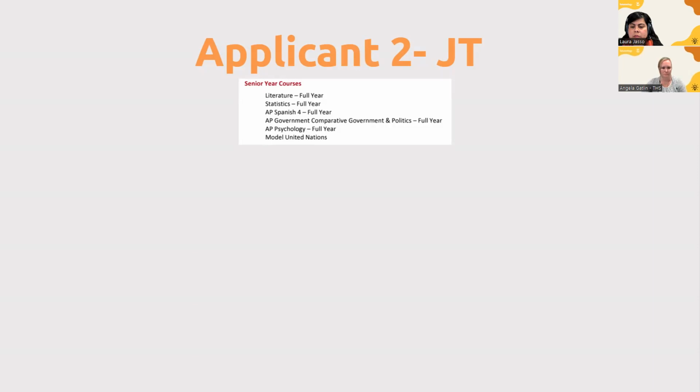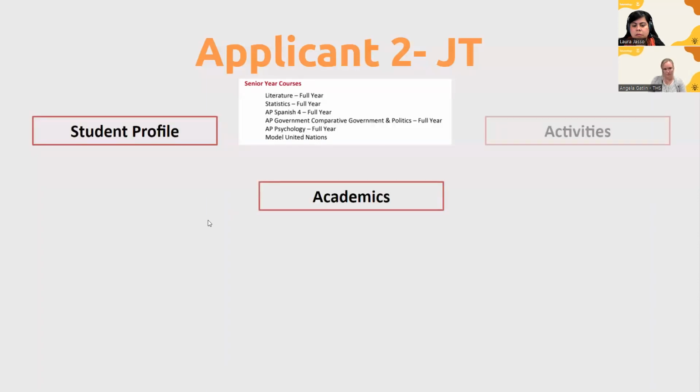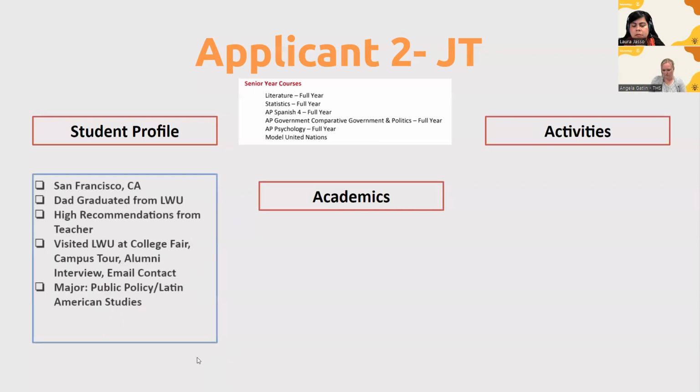In his senior year, you can see that he also has Model UN, which I will highlight in a bit that he's actually continued all 4 years. So that's definitely something that he's passionate about. When we look into his profile, we see that he comes from San Francisco, and his dad actually graduated from the same university he's applying to. So he will be a legacy student who is applying.